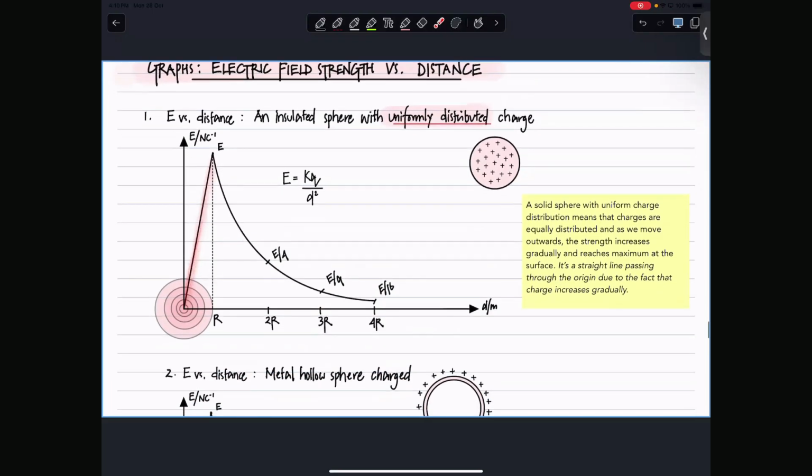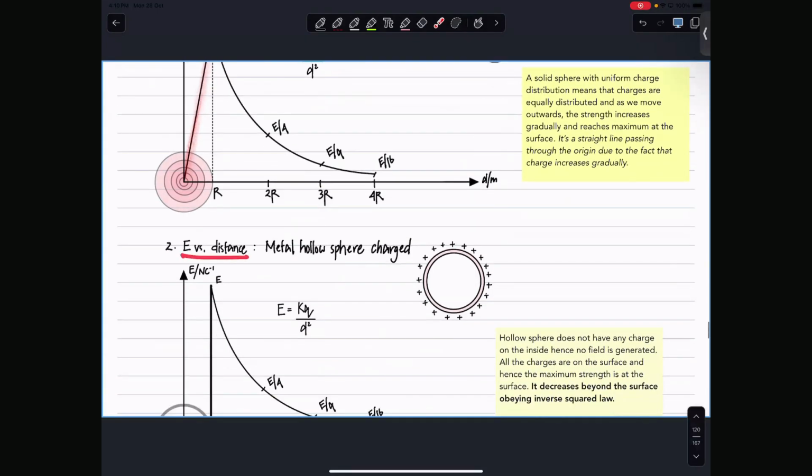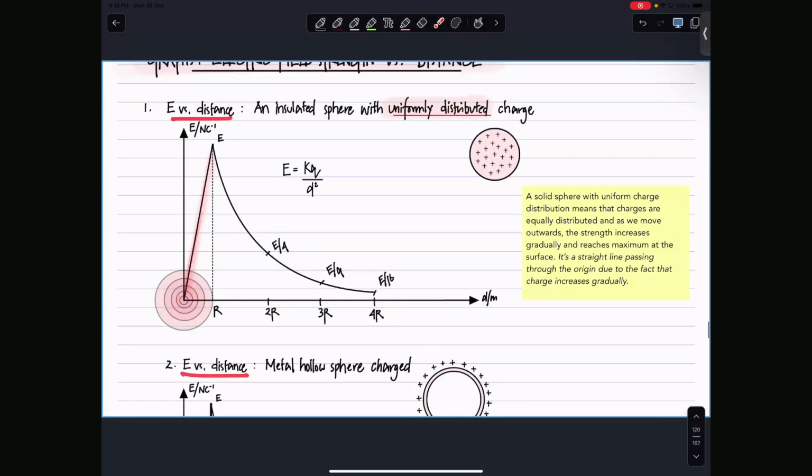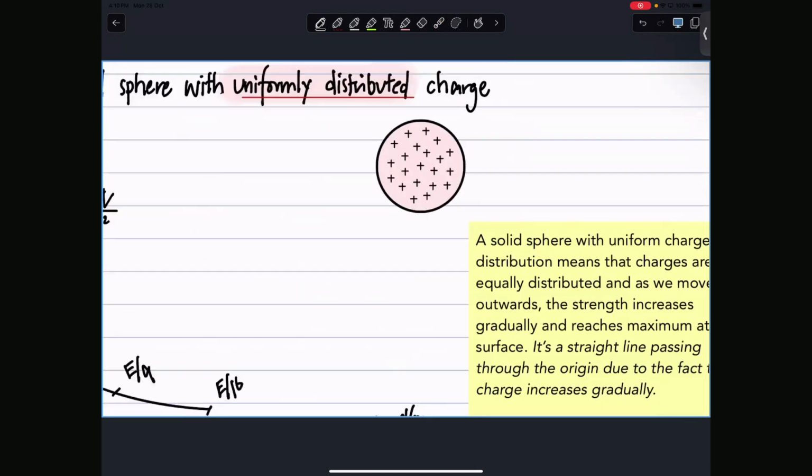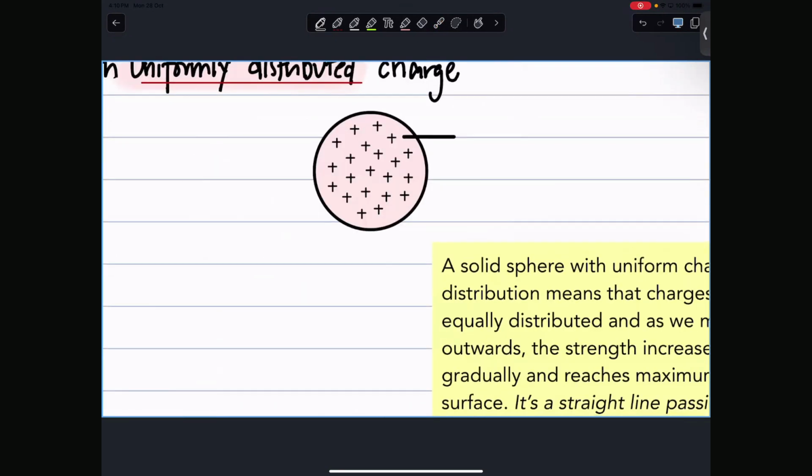Okay, so what is the first one here? The first one is electric field strength versus distance, and all these graphs are electric field strength versus distance, but for different types of objects out there. So the first one is uniformly distributed charge. So what does that mean to begin with? It means that you have this sphere here where the charges are evenly spread out. Okay, so that's what it means.